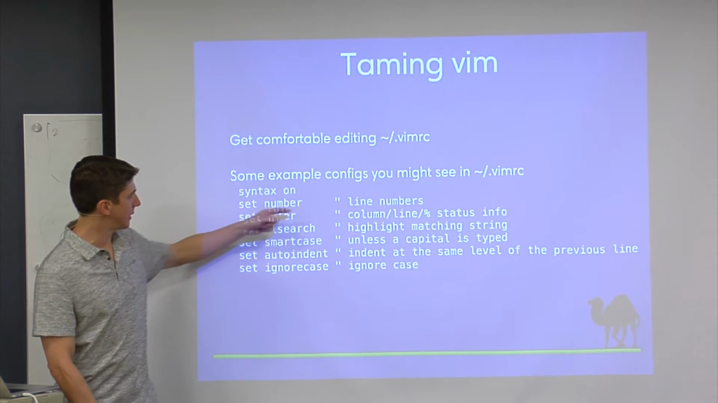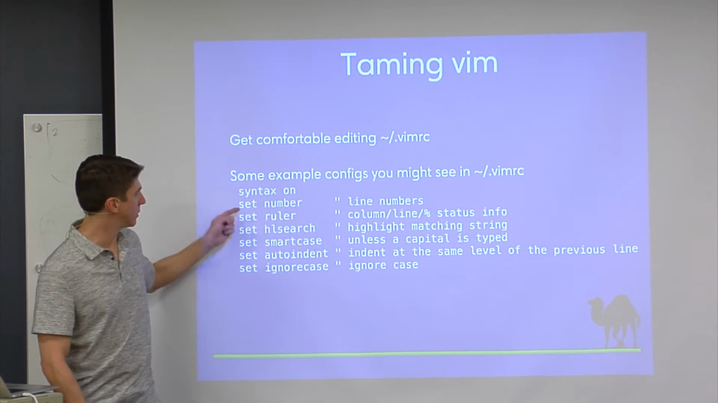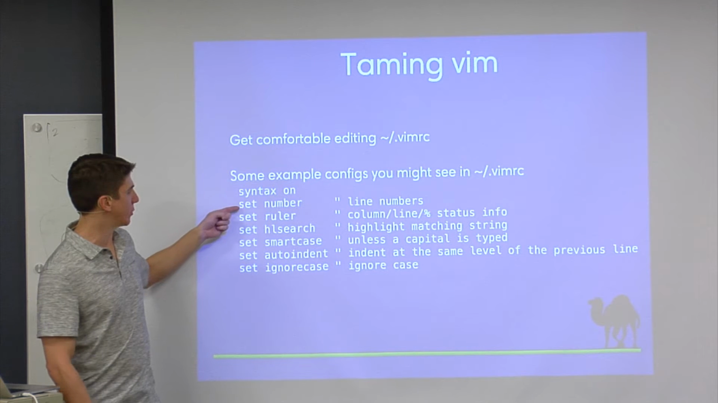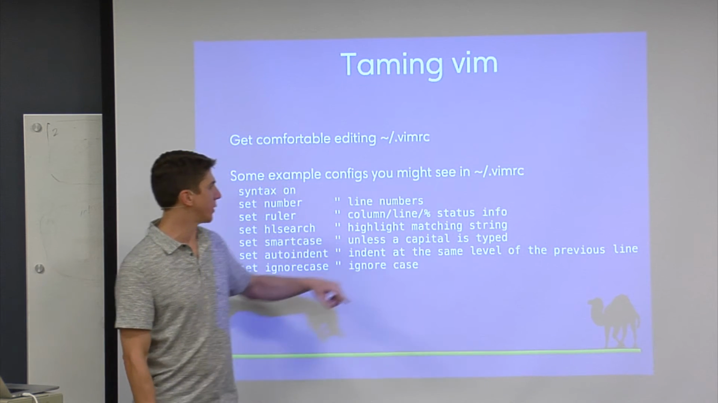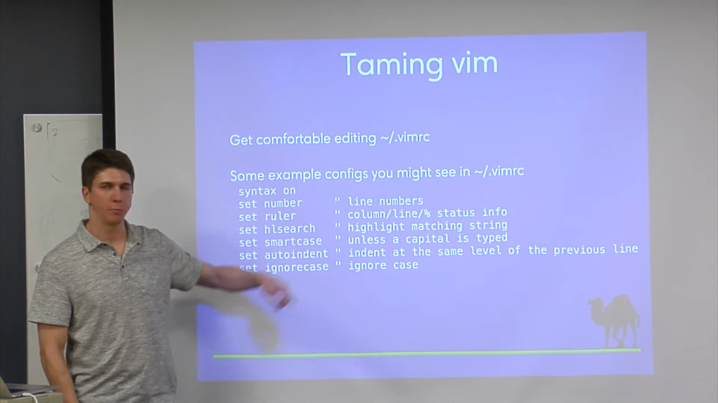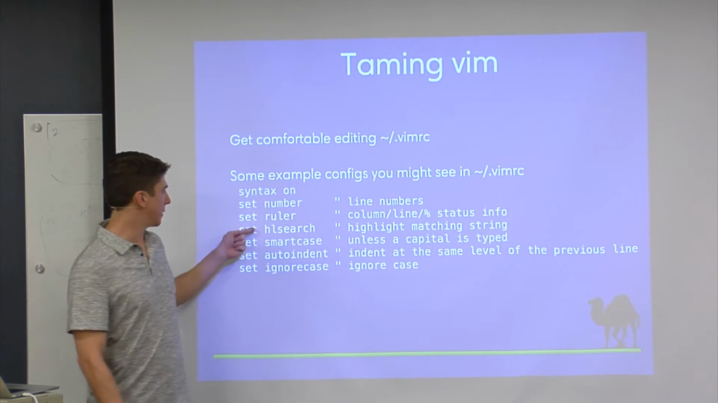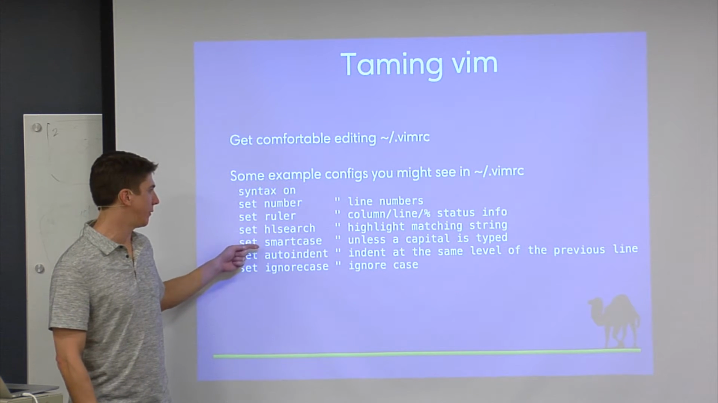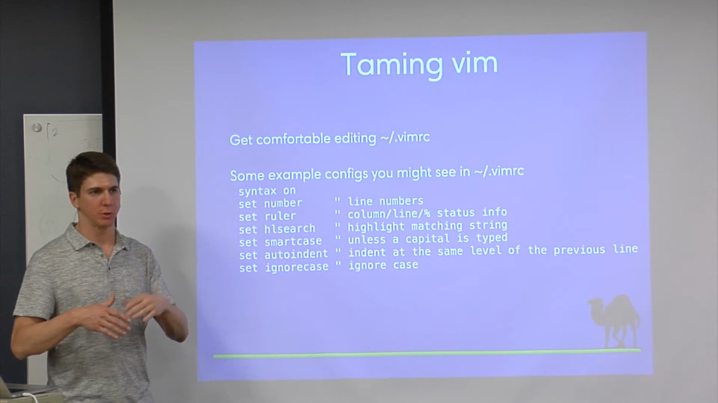With the rest of these, I've commented pretty well, and a comment, as you can see, starts with a quote. Set number shows line numbers when I'm editing. Set ruler shows me my column, line number, and percent through the file that I'm at. Set hlsearch highlights any matches if I'm searching for something. Smart casing is for searching, so if you type it all in lowercase, it'll search on both uppercase and lowercase versions throughout the file.